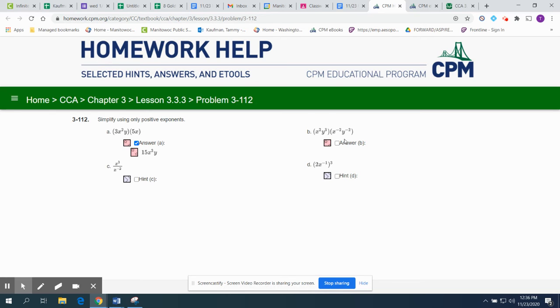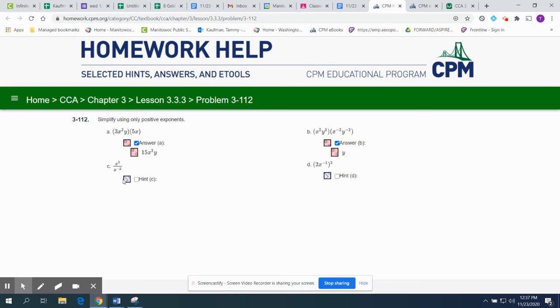For B, it does the same thing. Group the like bases together, x squared and x to the -2. If I add those, that's x to the 0 power, which is just 1. And then y to the 3rd plus y to the -2 would just give you y. So it's going to give you the answer. The answer is y. Okay. So on and so forth.